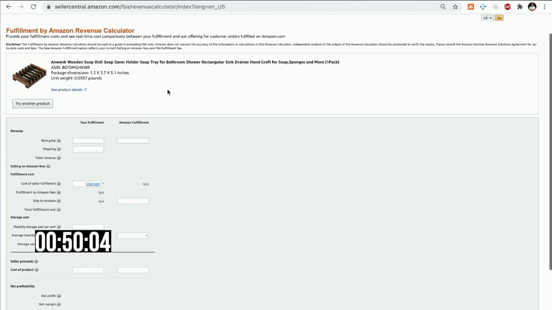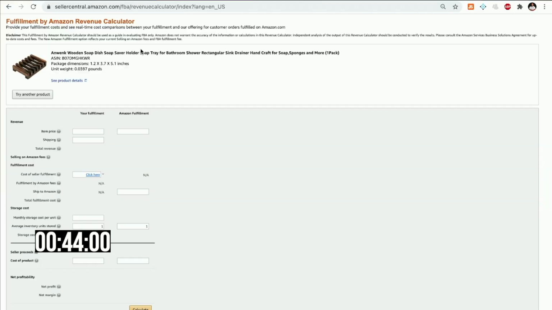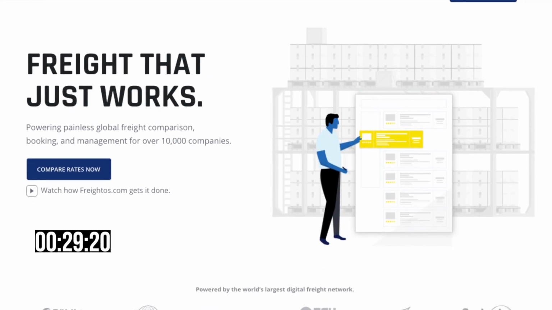Now, if you're doing FBA, you're only going to fill out the right side of the table under Amazon fulfillment. Enter the item's price. That's the price you plan to sell the product for. Enter the shipping cost. This is how much it costs to ship your product from your supplier to Amazon. You can get quotes from your suppliers or estimates on Freightos.com. To get an estimate though, you'll need the size and weight of the shipment.